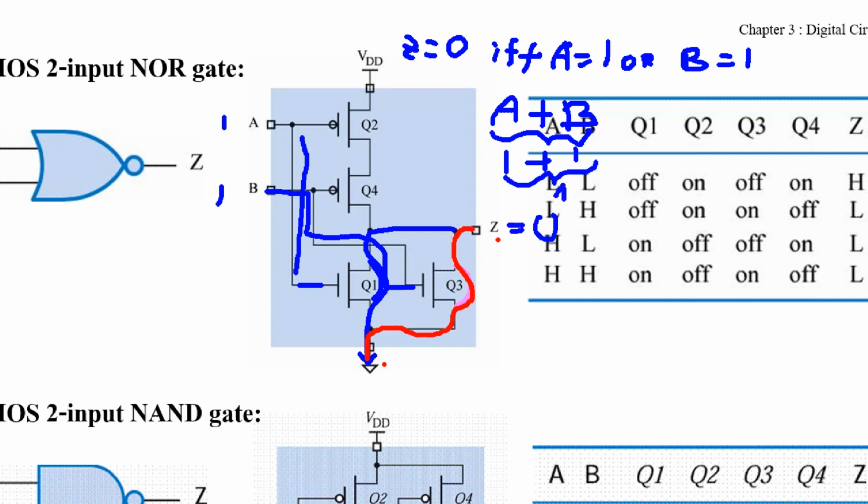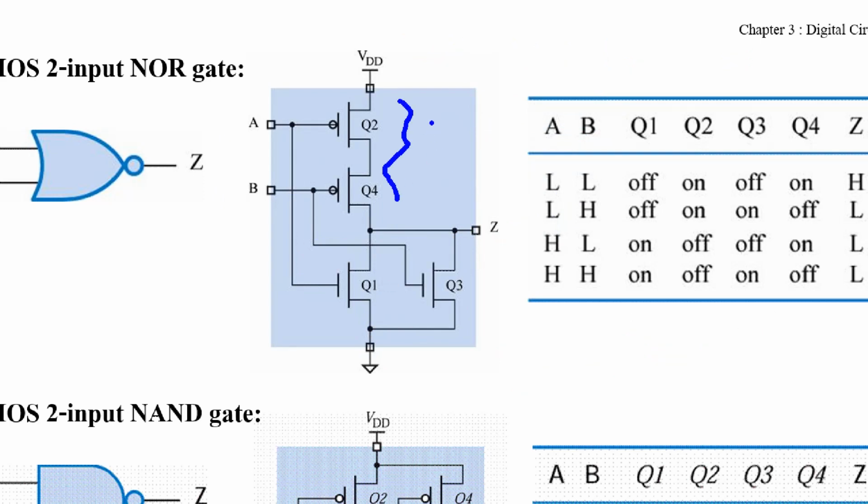Which equals 1. But you want the output to become 0 based on this condition that A is 1 or B is 1. But if you just write A plus B, or A or B, the result will be 1, right? Not 0. So you must invert this expression, namely the output Z equals A or B, and then invert the whole thing.